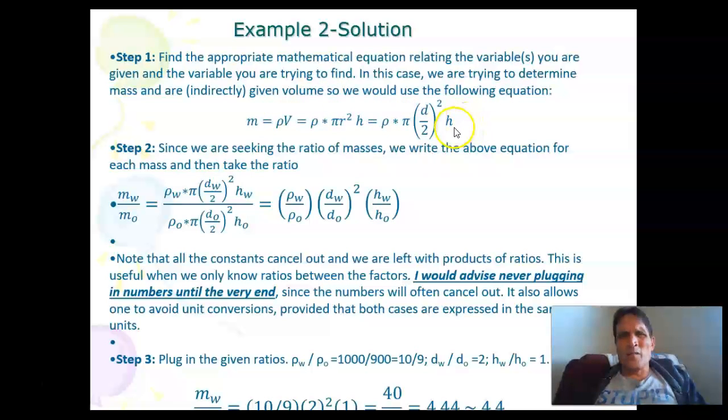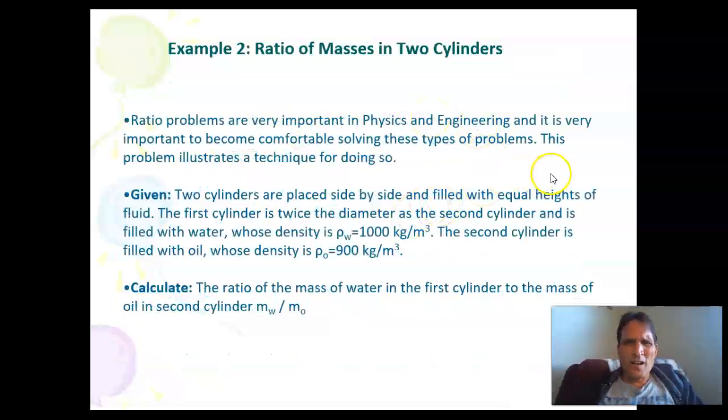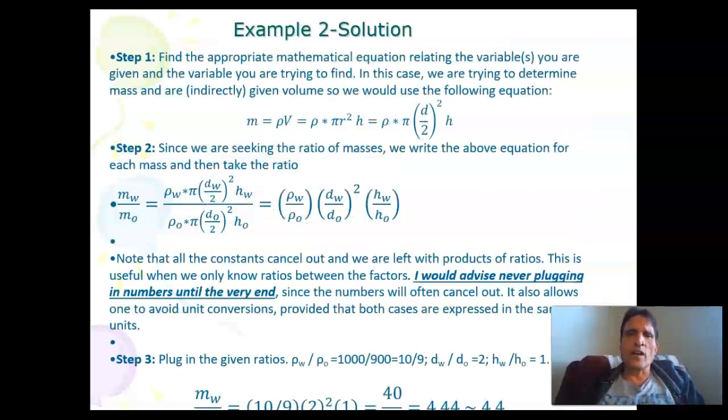Now, we're not given numerical values for each of these variables in the problem, but we don't need them because all we're trying to do is determine the ratio of the two masses if we know the ratios of the diameters. In this case, if we go back here, we know that the second cylinder has half the diameter as the first, so D1 is 2 times D2, and we know that the density of fluid in the first cylinder is 1,000 over 900. So in this case, we do know the numerical value, but the diameters we don't know, but we don't need to because we're taking ratios.